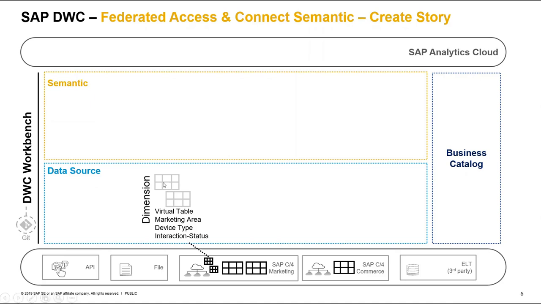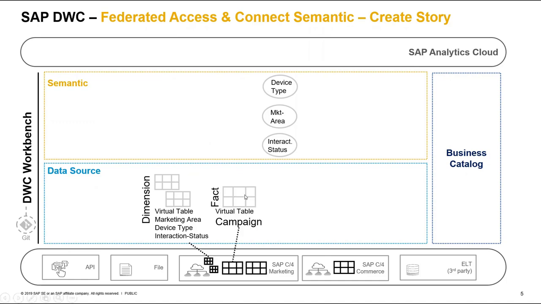Data Warehouse Cloud is smart enough to also generate on the semantic layer virtual objects according to the dimension objects, which would be interaction status as a virtual object, which also provides the interaction and connectivity to the dimension virtual table interaction status. And the same is true for the marketing area and also the device type. So we're using Data Warehouse Cloud to reverse engineer the structures we have within the C4 marketing system. We're generating the virtual access to the C4 marketing data and structures. We created a virtual table within the data source environments and automatically also generated the virtual semantic objects connected to the data sources. So we're done with the dimension.